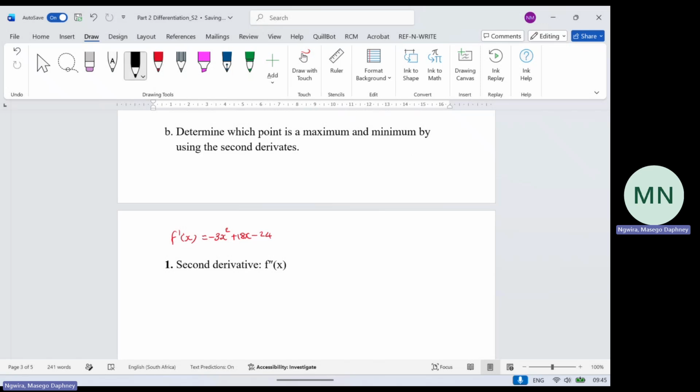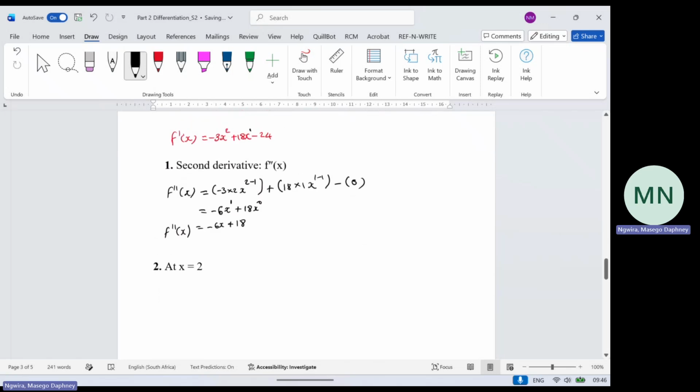So when we find the second derivative, so this will be f prime prime, we are going to have negative 3 times 2, then x to the power of 2 minus 1, and then this is plus 18. Remember with the 18 there's a 1 here, so it's 18 times 1, then x to the power of 1 minus 1, and then minus 24, it's 0. And then this will be negative 6x to the power of 1, then plus 18, then x to the power of 0, which is the same as negative 6x plus 18. That's our second derivative, f prime prime.